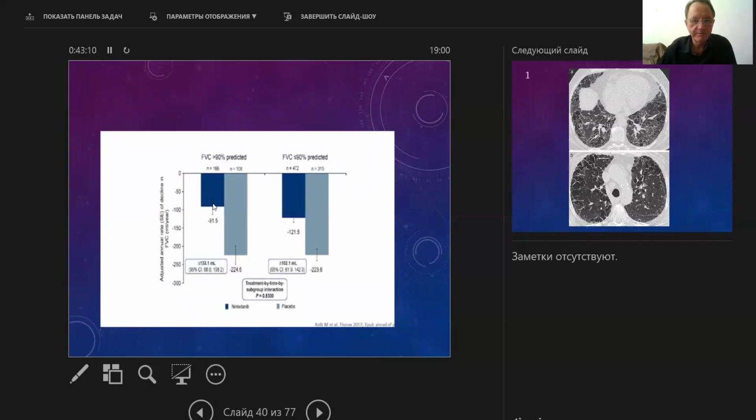Nintedanib can affect patients with stage 4 post-vital capacity in the early stage of IPF, and in the late stage you should prescribe S2, because patients with post-vital capacity less than 90% of the predicted level also have a great effect on breaking the respiratory volume.